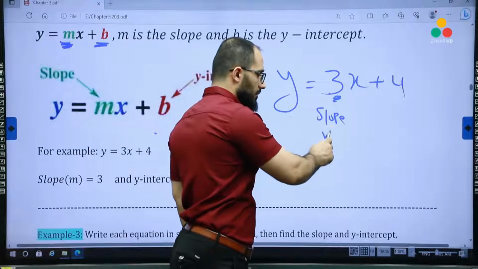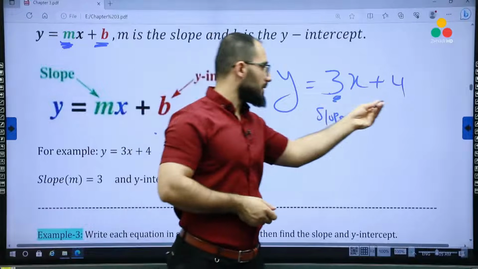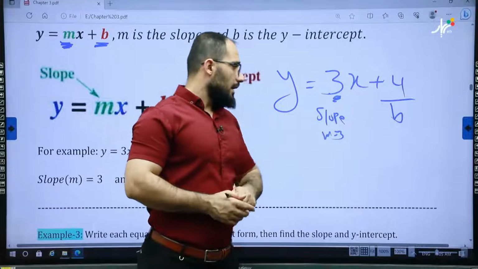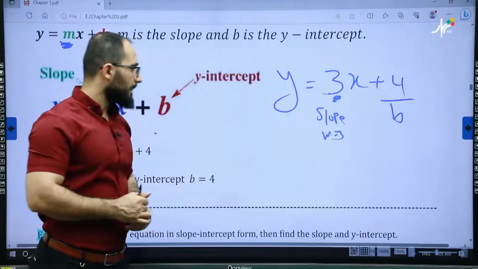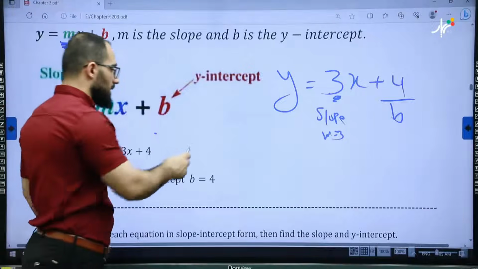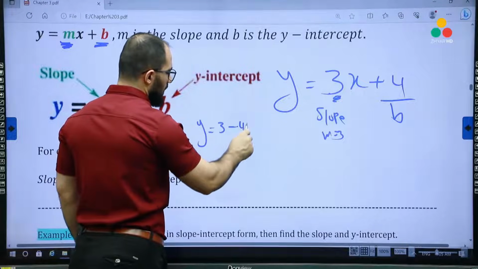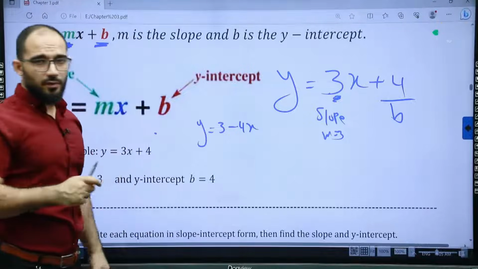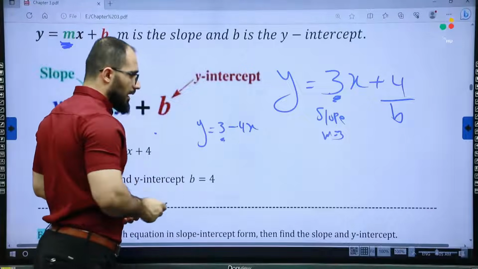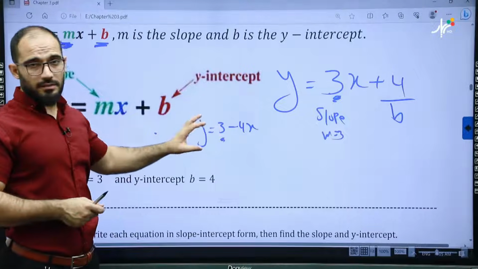Slope m is equal to 3. What about the y-intercept? The y-intercept is 4. It is b. And there's a point you have to know that sometimes students are going to make a mistake, and it is when you write y is equal 3 minus 4x. Then without thinking, the students are going to say the slope is equal 3 and the y-intercept is equal, let's say, 4. It's not correct.